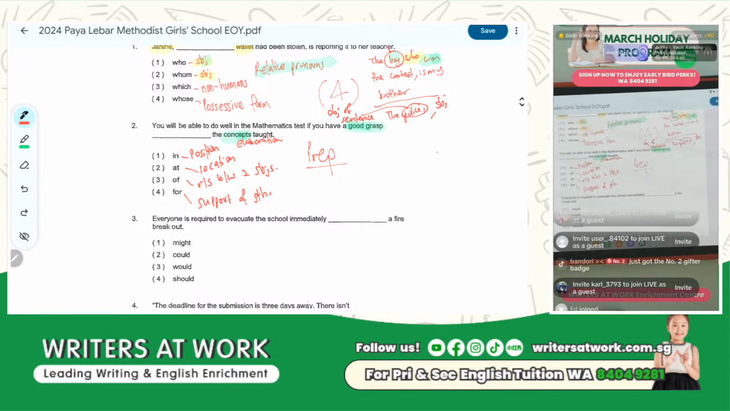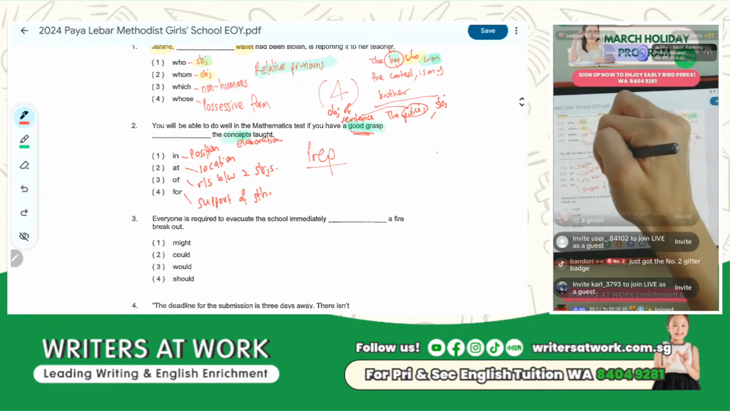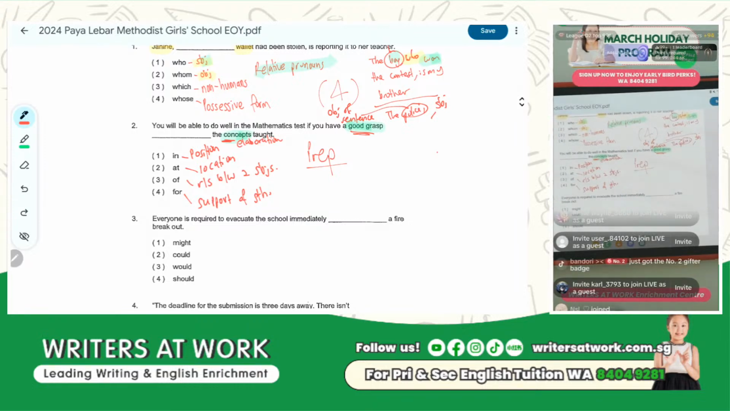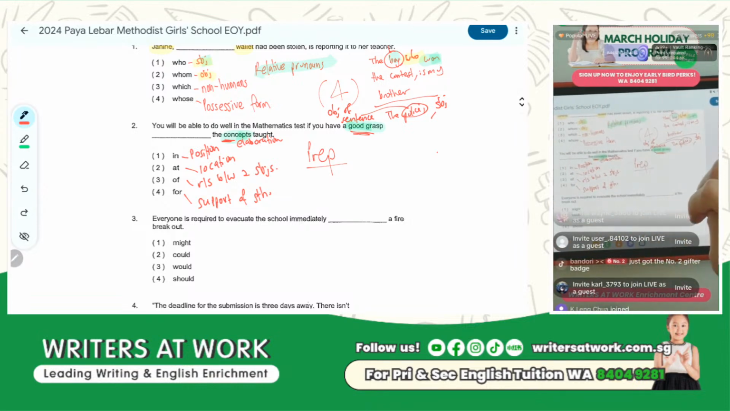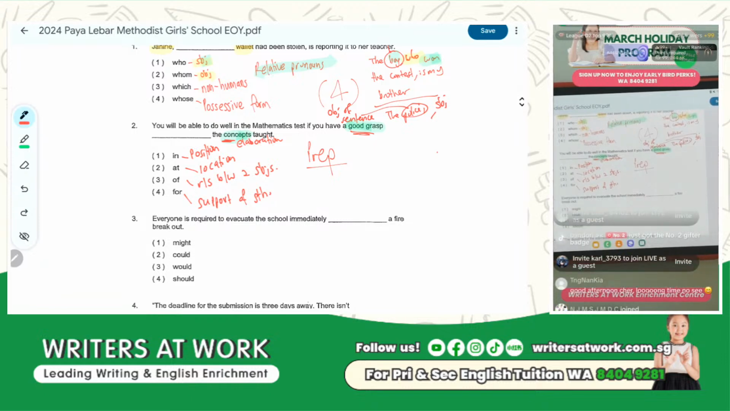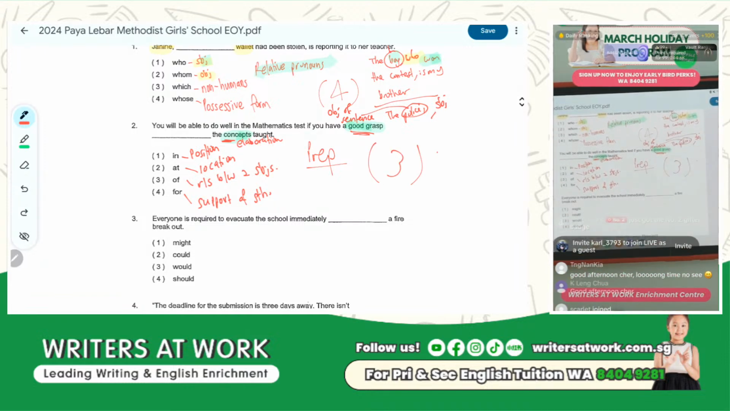Now for this question here, you can see that the good grasp is one idea, right? You need to have understanding of a topic. Secondly, they share that you need to have a good understanding of what? A particular object, which is the mathematic concept. As such, we're trying to show these two items have some kind of relationship. It means you need to be good in mathematics. As such, the answer here would be number 3. A good grasp of the concepts taught.